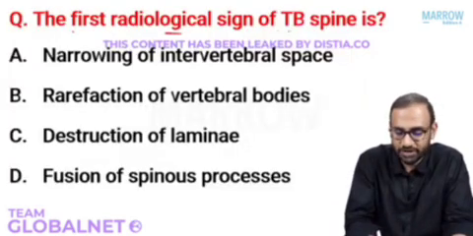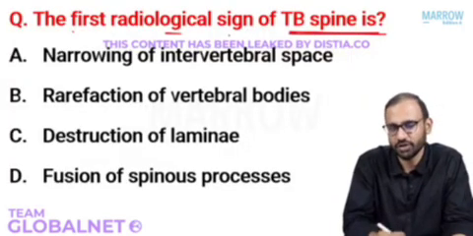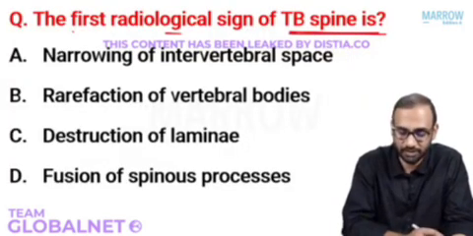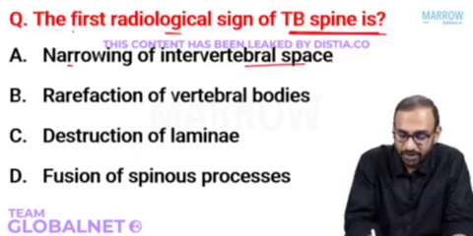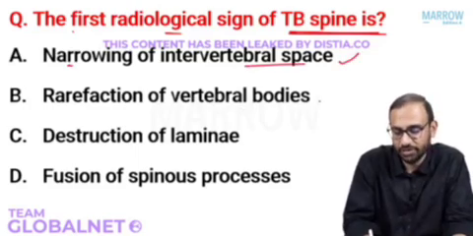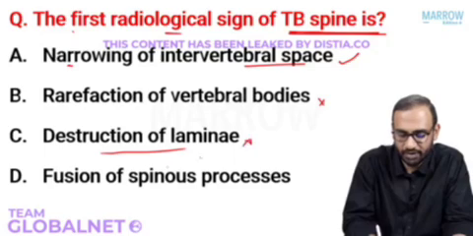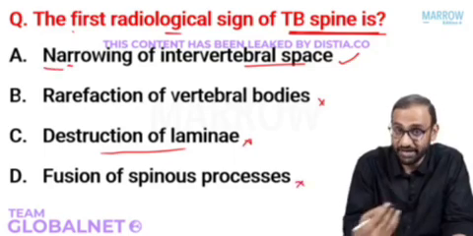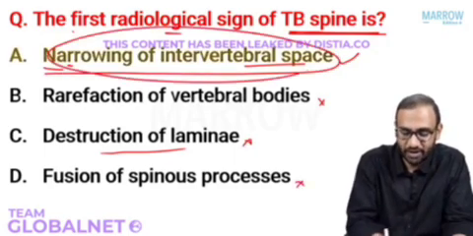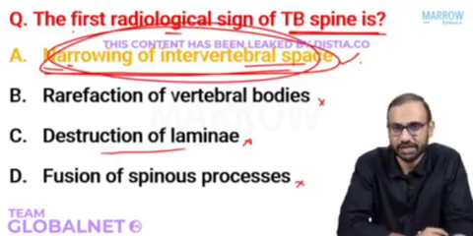The first radiological sign of TB spine: what is the first or the earliest radiological sign of TB spine? Narrowing of the intervertebral disc space, yes. Rarefaction of vertebral bodies, not much. Destruction of lamina, no. Fusion of the spine happens very, very late. So the correct answer here is narrowing of the intervertebral disc space.